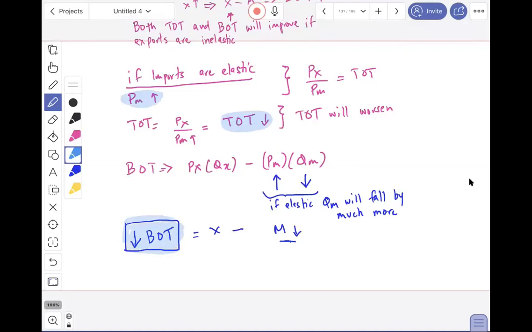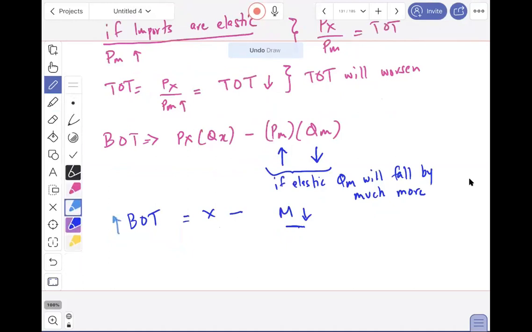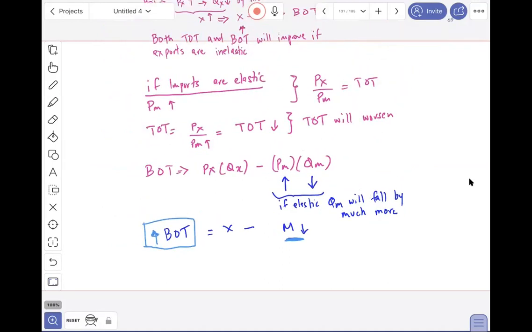I'm sorry, I did something wrong, guys, by the way, because if this is a negative number, balance of trade will actually go up because this is negative, right? The negative is becoming smaller. So if it was like minus 10, it becomes minus 5, balance of trade will actually go up. So in this case, what we say is that terms of trade will go down, but balance of trade will go up. And the reason why balance of trade is going up is because this negative number is becoming smaller.